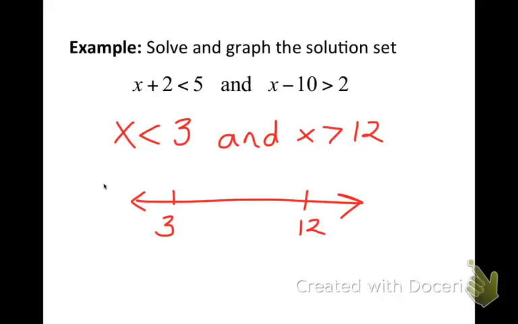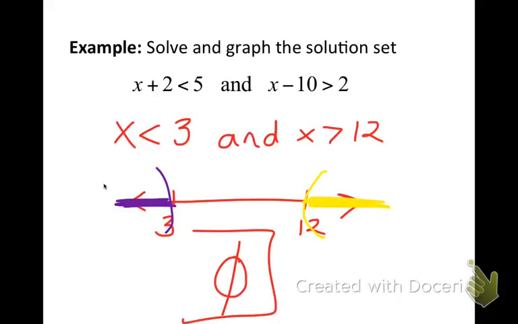At the 3, I'm going to have a parenthesis, but where's my shading going to go? To the left. At the 12, I'm going to have a parenthesis, and where's my shading going to go? To the right. Ooh, is there an intersection? There is no intersection. So are there any numbers that would be in the solution set? No. So what do we say when we don't have any numbers in the solution set? There are no solutions. Good. There is no solution interval notation, so just put no solution.